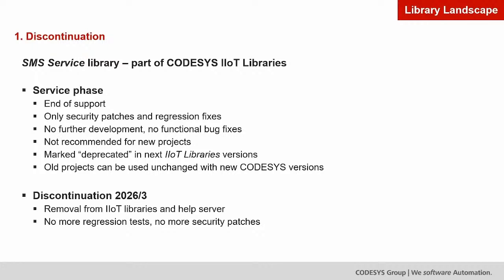It is marked as deprecated in the next IoT libraries version. Old projects can be used unchanged with new CODESYS versions. The final discontinuation will be 2 years later. It will be removed from the IIoT libraries and the help server. There will be no more regression tests and no more security patches.